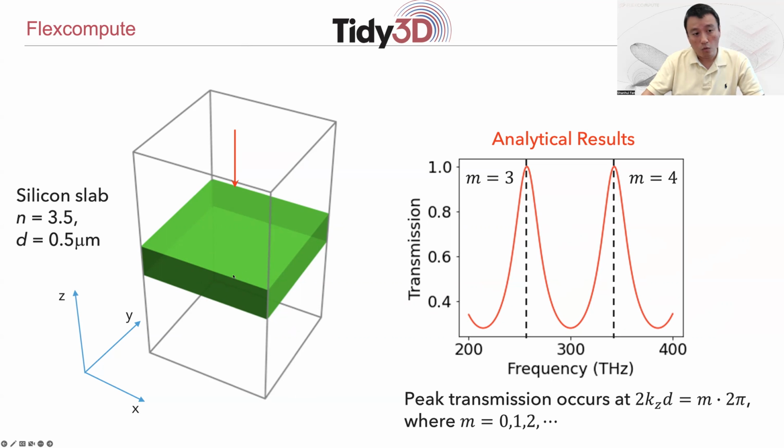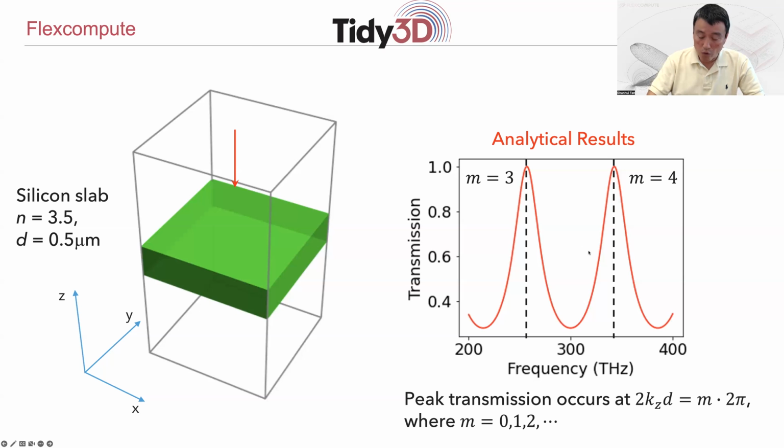In this case, we chose the refractive index of silicon as 3.5, and we chose a thickness of 0.5 micron. On the right here are the analytic results for the system. What you see is a set of resonance peaks where the transmission reaches 100%. The frequencies of these peaks can be easily predicted by noting that the round trip phase at each of the peaks corresponds to 2 pi.